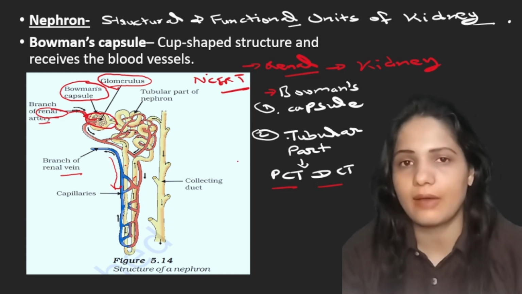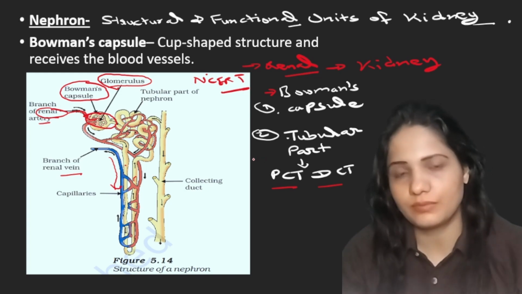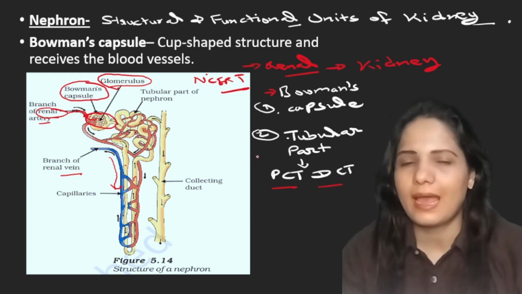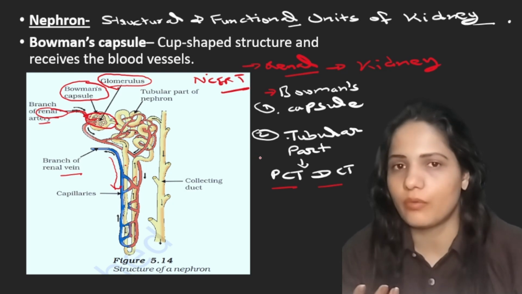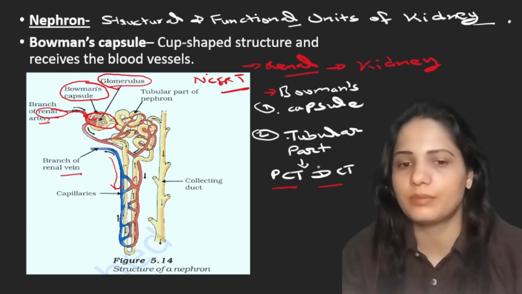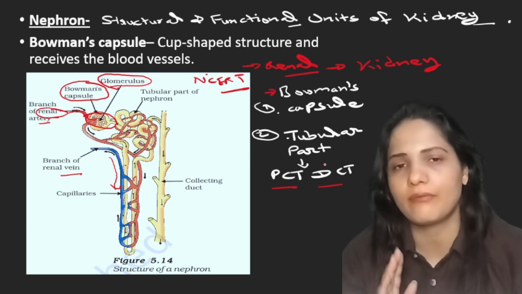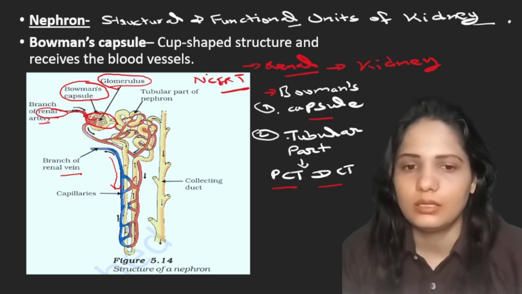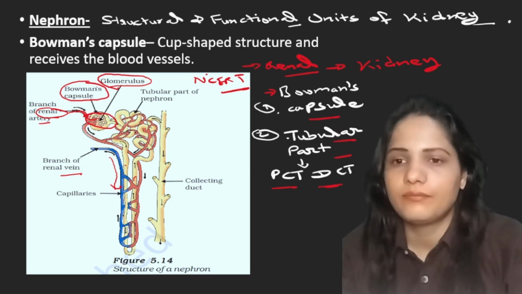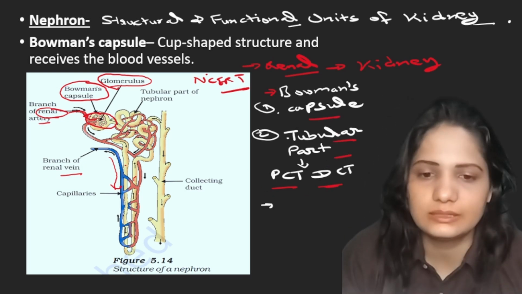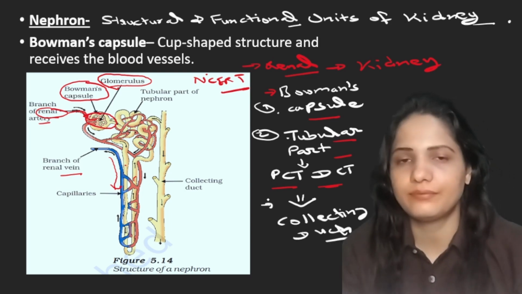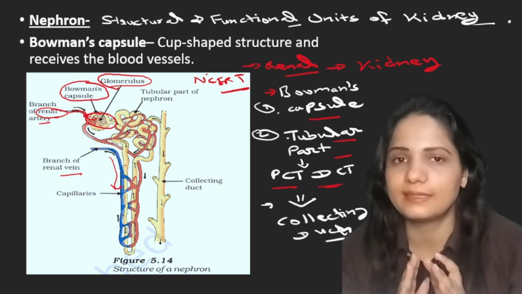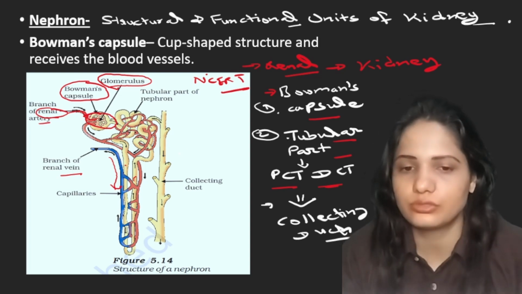You just have to remember the structure of nephron, function of nephron, and the parts of nephron. No need to go into details like what is Bowman's capsule, what are tubular parts, DCT, PCT. You just have to remember the names of these parts. This is about the parts. Further, these DCT, PCT tubules open into a common collecting duct. Many nephrons open into a common collecting duct. This is the structure of a nephron.